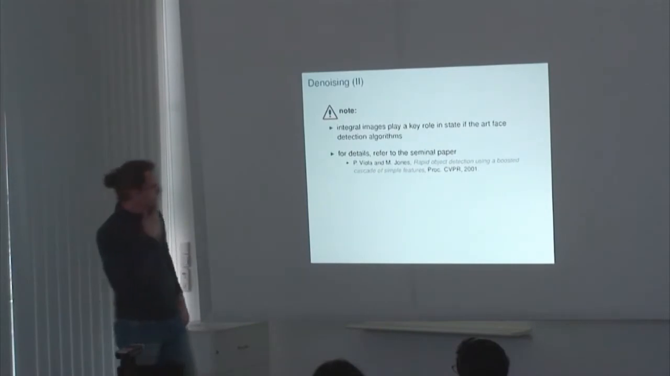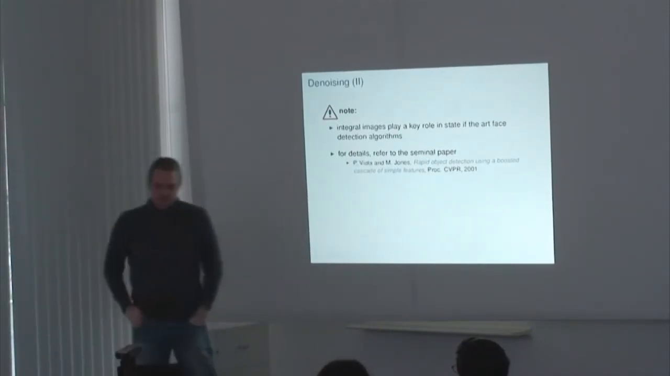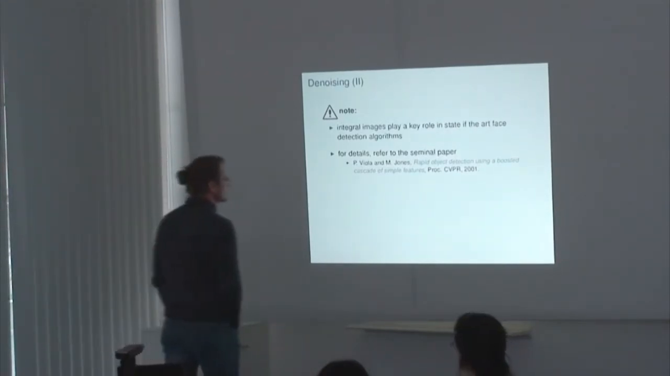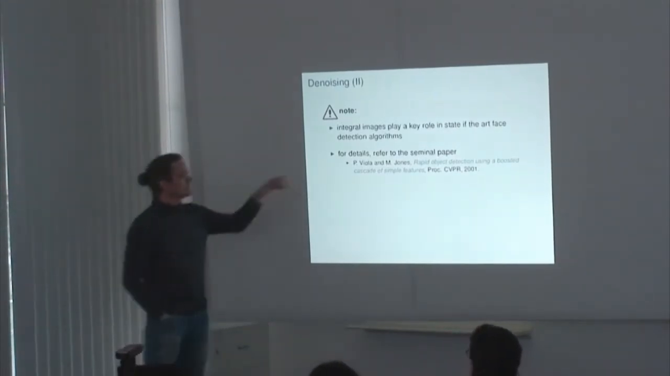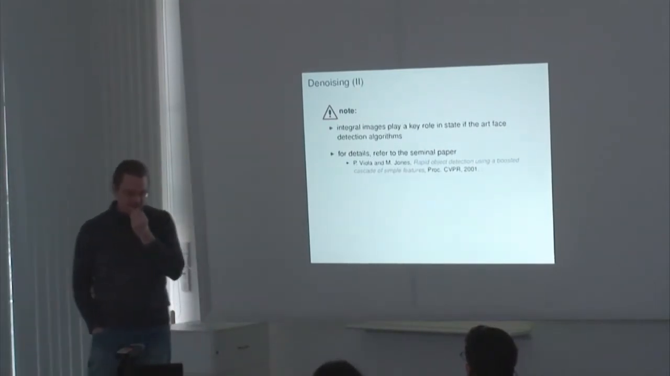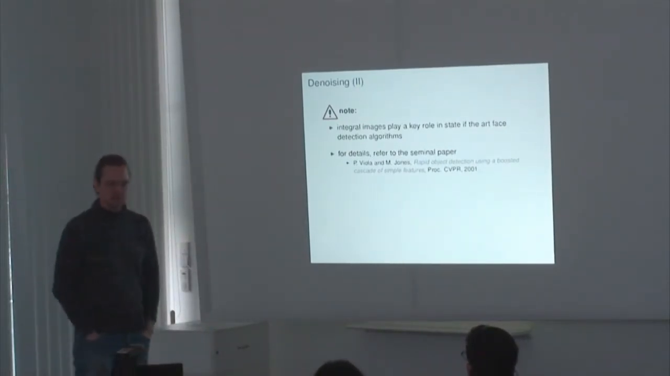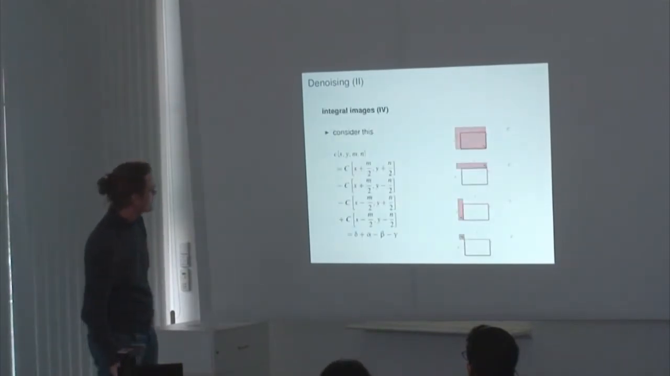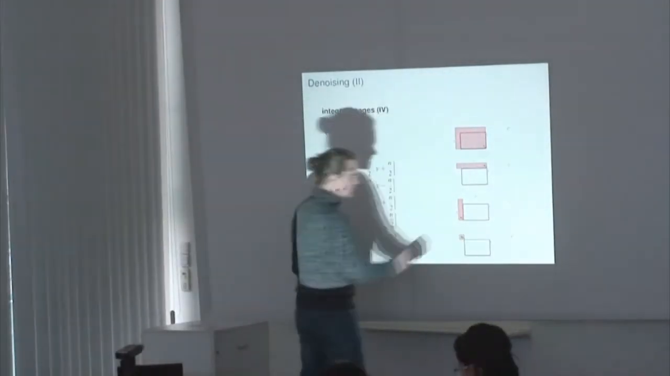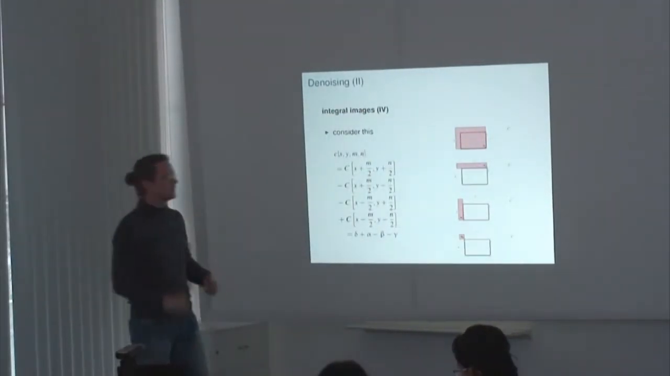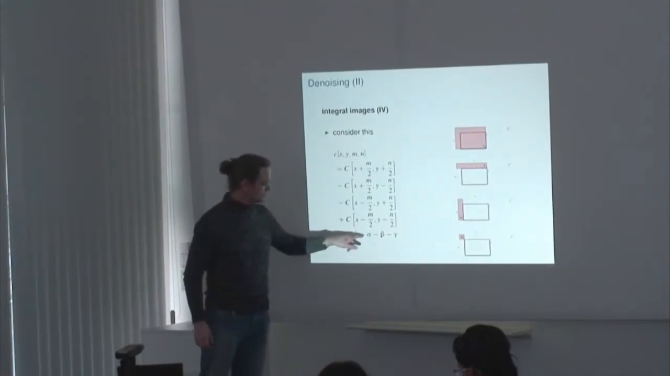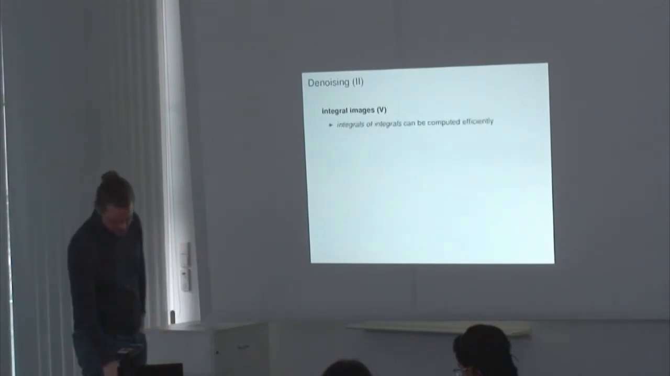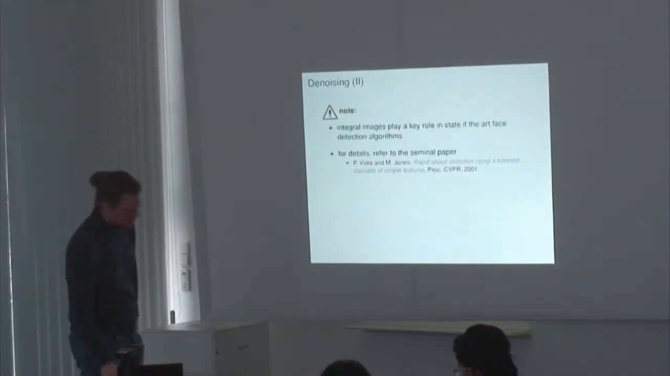But 12 years ago, Viola and Jones published a paper called Rapid Object Detection Using a Boosted Cascade of Simple Features. We'll study that in the next semester. But at the heart of their algorithm is the idea of these efficient computations of values inside local neighborhoods. And we saw that this can be broken down into one addition and two subtractions. This is like nothing. At the heart of this paper is this idea of integral images.